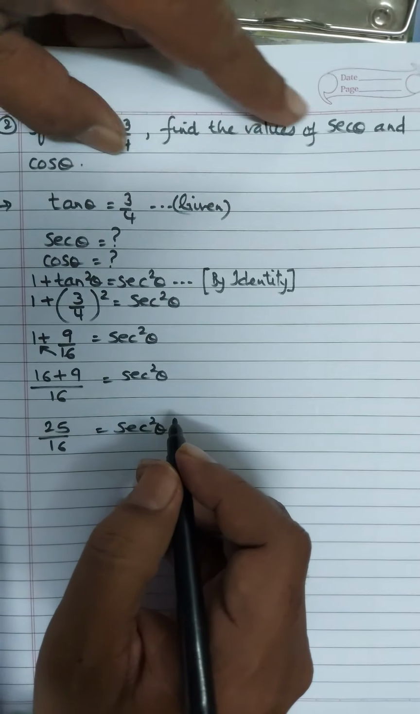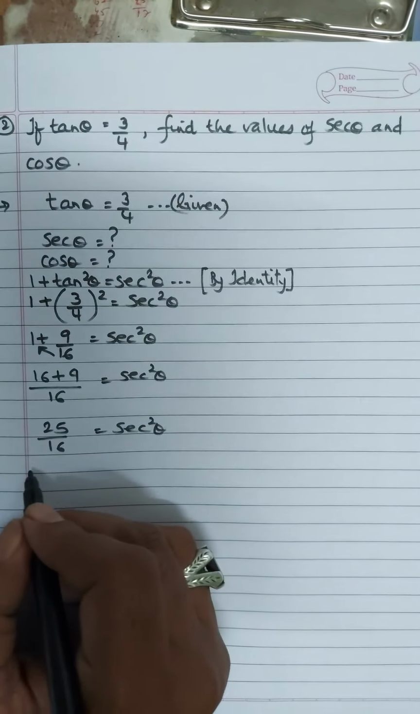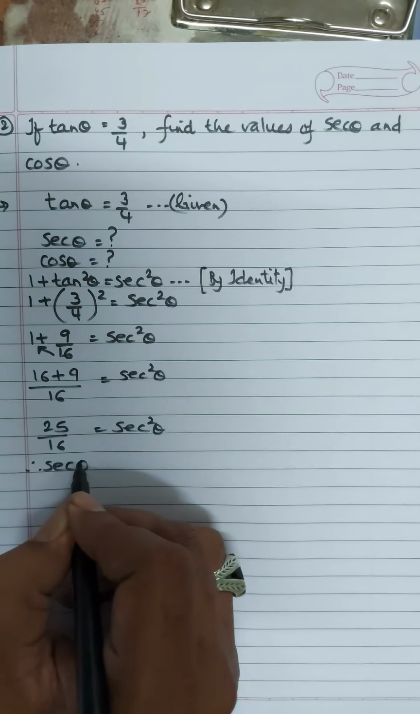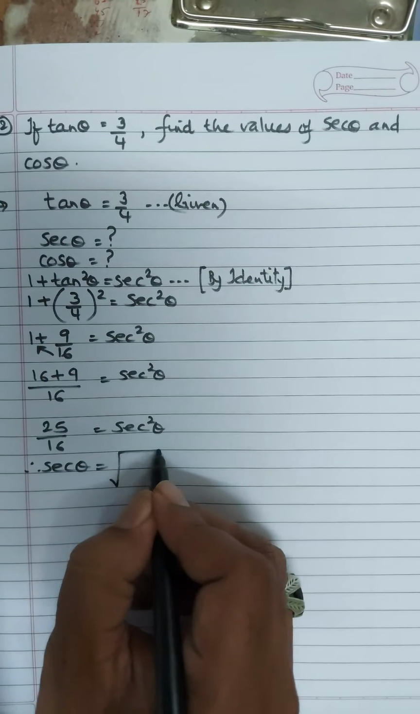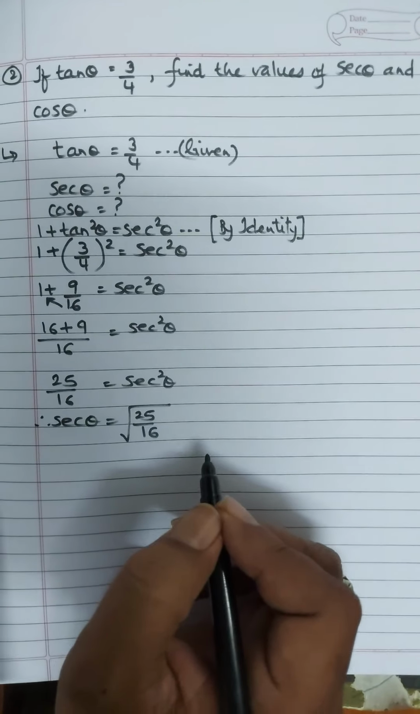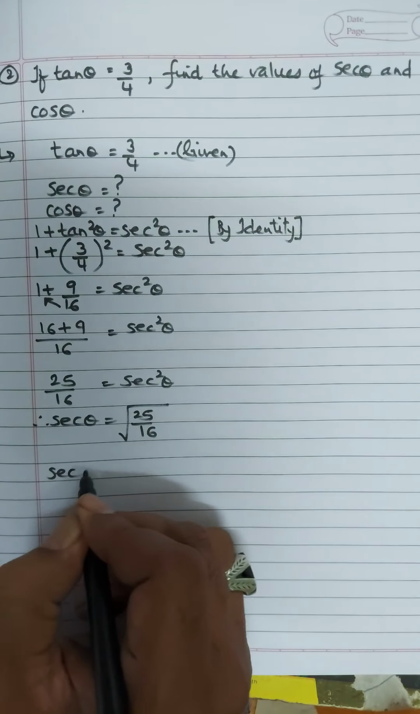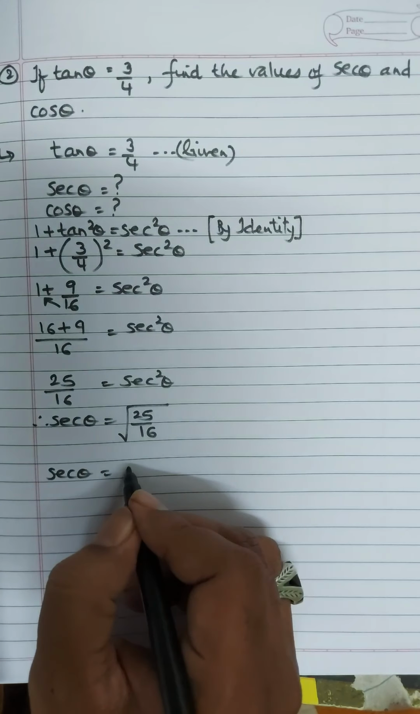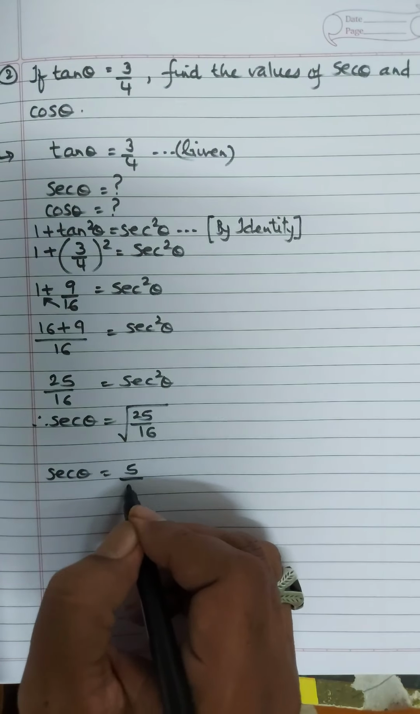So we need to take out the value of sec theta first. Therefore we write sec theta, and the square becomes the under root form, 25 upon 16. So sec theta is equal to the square root of 25, which is 5, and of 16, which is 4.